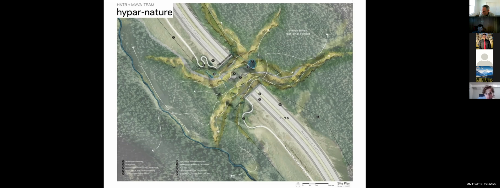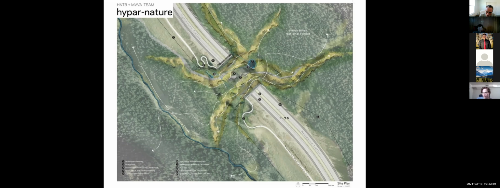And one of the things that you may have noticed with the MVVA entry is that it was one of the few that accommodated movement of different types of species by providing different types of corridors that all sort of interlaced and made their way across that wildlife bridge. So there was a forested corridor, there were more open space corridors, there was a shrubby corridor, and they were looking at all the different types of species that would need to move between the patches on either side of I-70 up by Aspen.